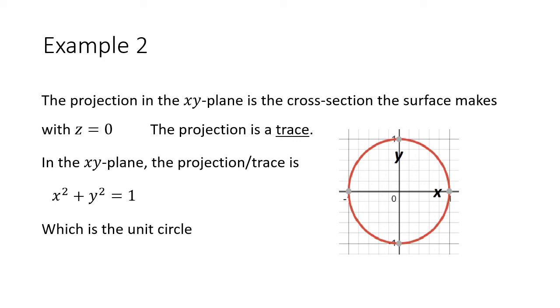This projection, or this trace, is just my unit circle. It's x squared plus y squared equals 1. There's not even a z to plug my 0 into. I'm just moving from 3 dimensions to 2 dimensions. Hopefully we are very comfortable with the fact that x squared plus y squared equals 1 is definitely going to be my unit circle. It's a very good idea to sketch that 2-dimensional picture and to be very careful to label my axes.